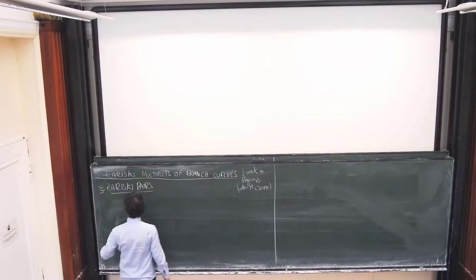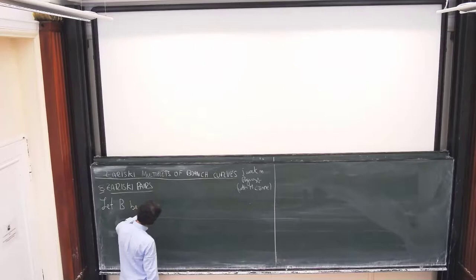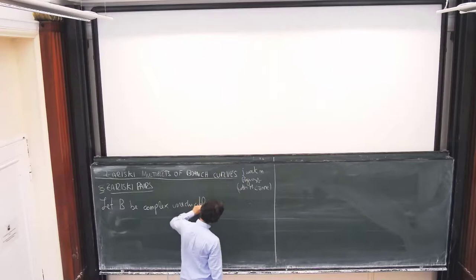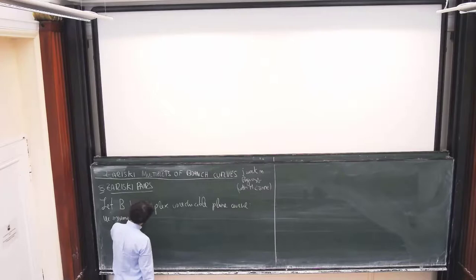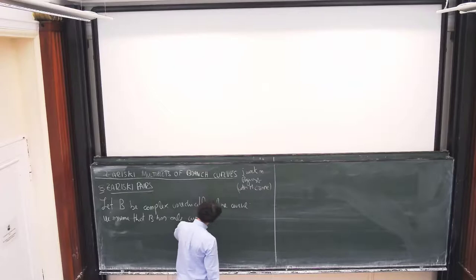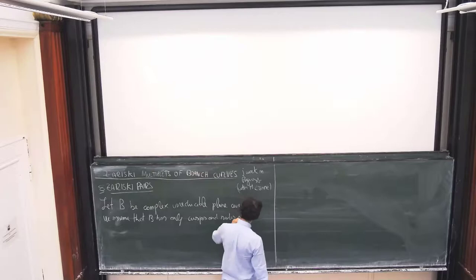So, Zariski pairs. Let B be a complex irreducible plane curve, and for simplicity we assume that B has only cusps and nodes as possible singularities.